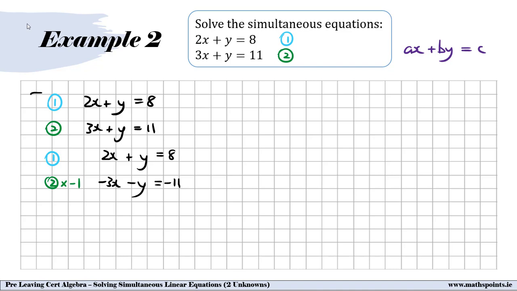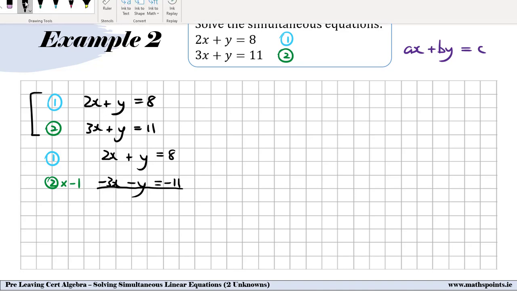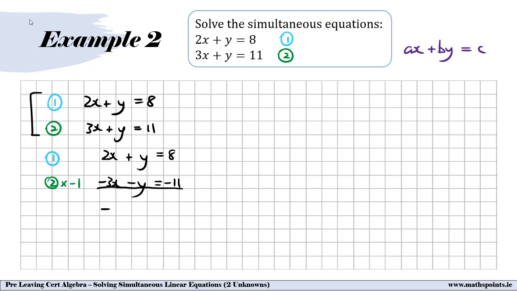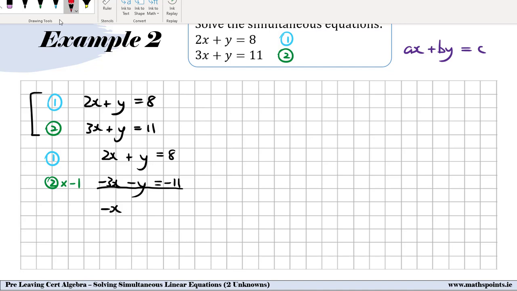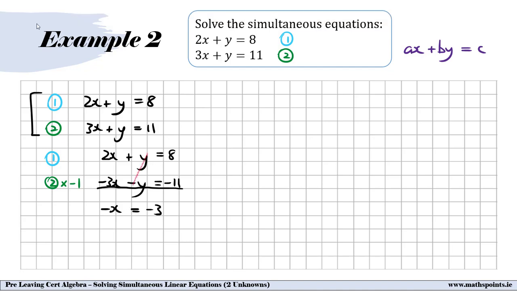And so I had these two equations where the elimination wasn't going to occur if I added the two lines. By multiplying one of them by minus 1, I know that if I add the two lines now, the y's will eliminate or cancel. So let's add the two lines together. 2x minus 3x is minus 1x. Plus y minus y is our elimination or cancelling. And 8 minus 11 is minus 3. So I have minus x equals minus 3. I'm going to divide both sides by minus 1 and I get x equals 3.